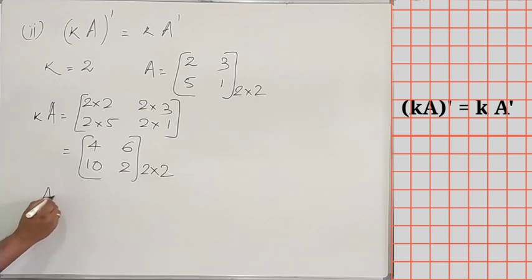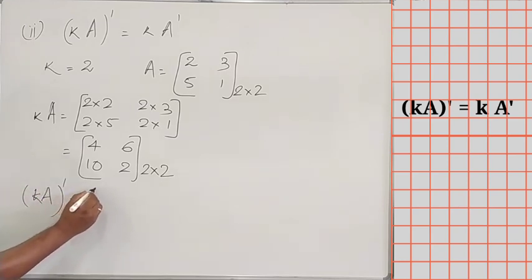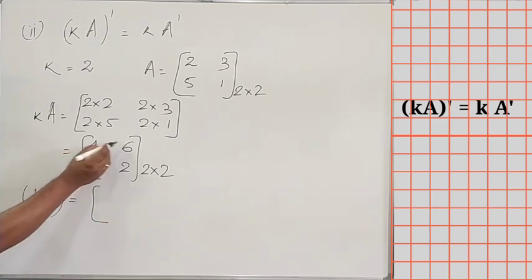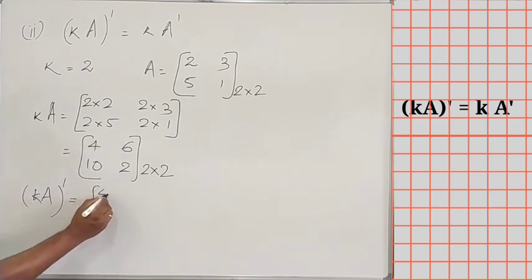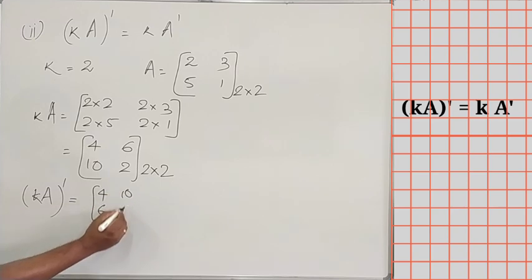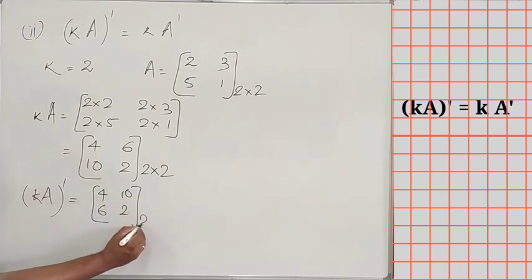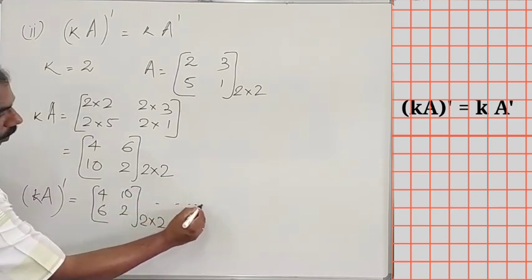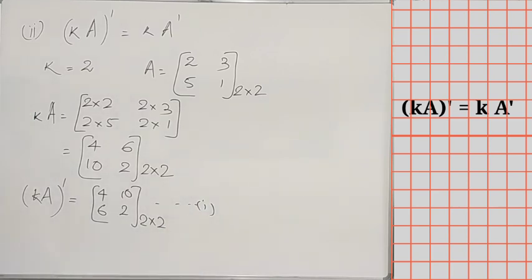We need to find the transpose of this matrix, that is kA whole transpose, that's equal to the transpose of the matrix 4, 6, 10, 2 and that becomes 4, 10, 6, 2 which is of order 2 by 2. We put it as equation number 1.